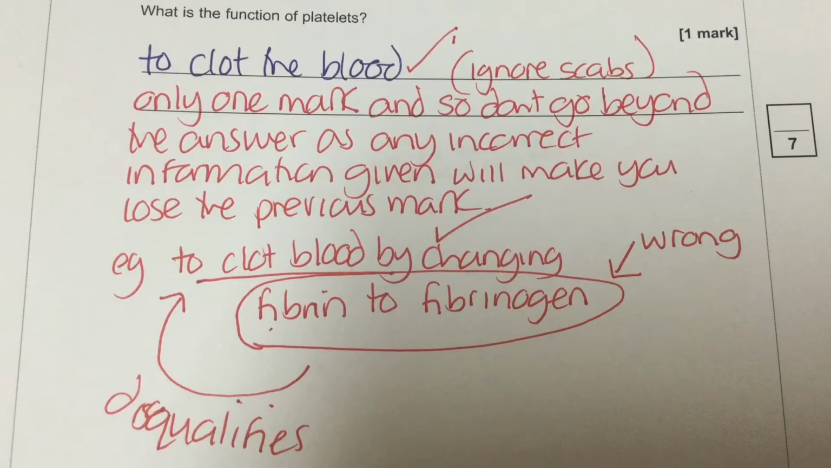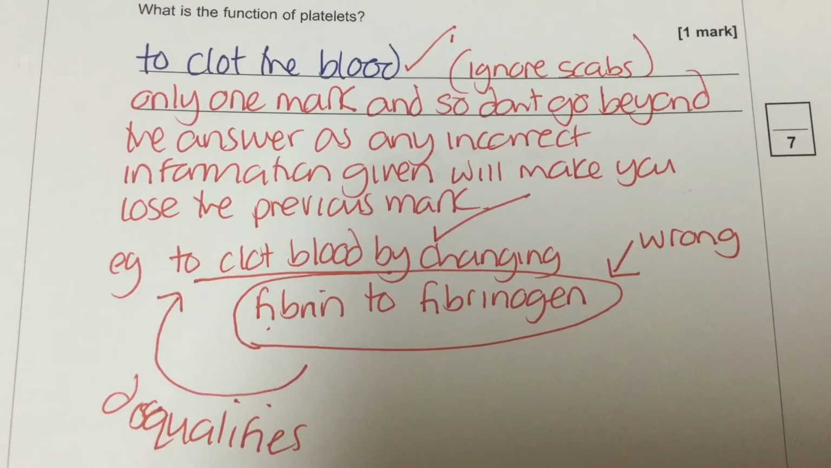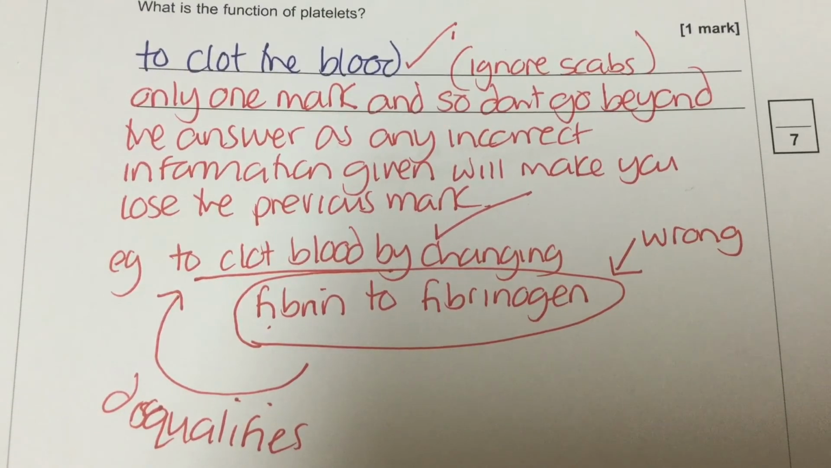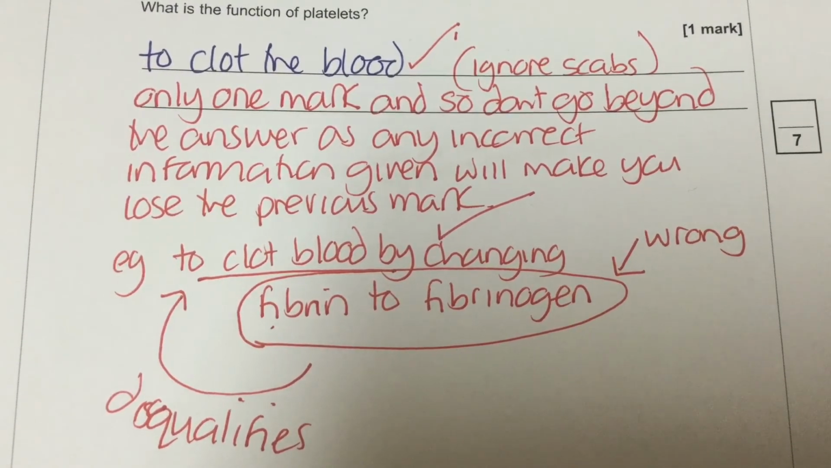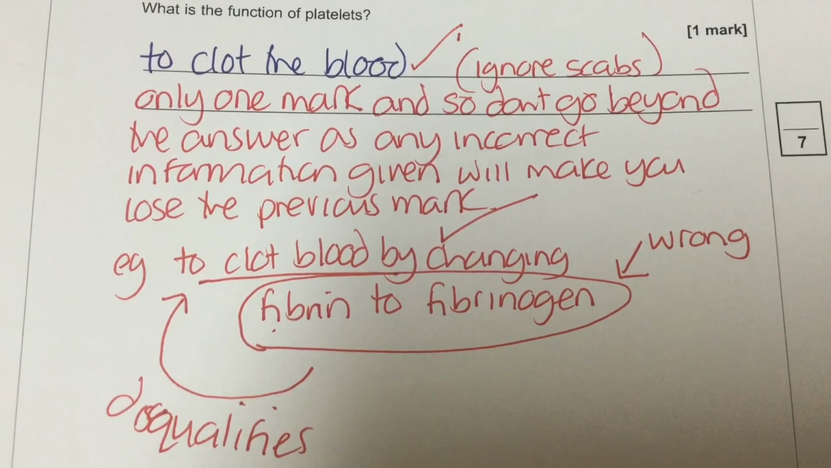Also, you really don't want to go beyond answering the question. It's only 1 mark. And if you go beyond and then say something wrong, then the way AQA mark is to use an added on wrong comment to disqualify a previous correct comment. So in this example, if you had said to clot the blood by changing fibrin to fibrinogen, the first part is correct and the second part is wrong. And that second part would disqualify your first mark.